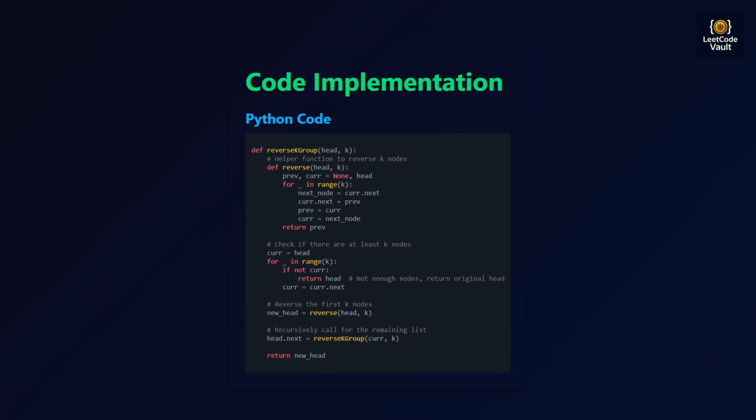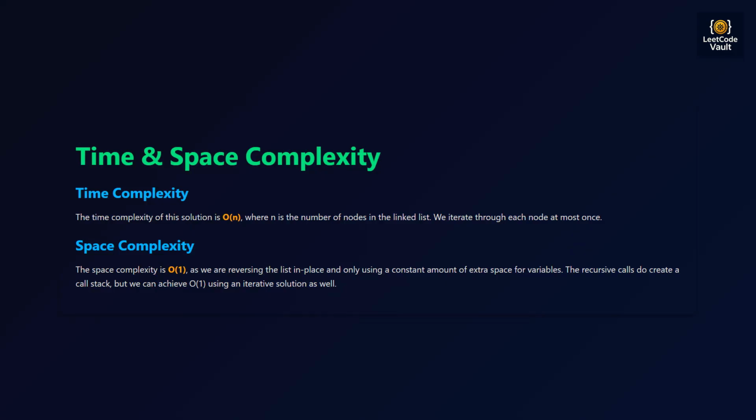Code implementation. Let's see the code in Python. We'll start by defining our linked list node class, then we'll implement the reverse k-group function. This function will take the head of the linked list and the group size k as input. We'll use our 3 pointers, prev, cur, and next, to step through, identify, and reverse each k-sized group.